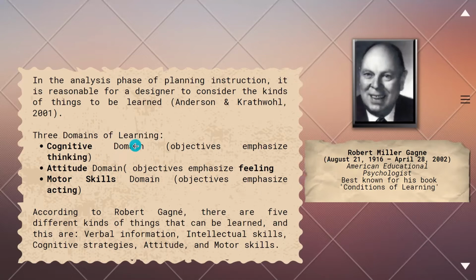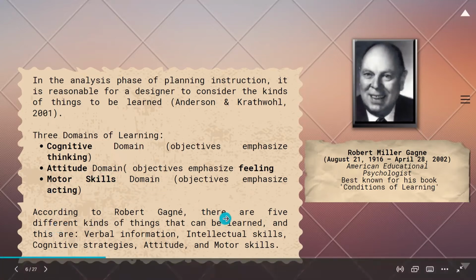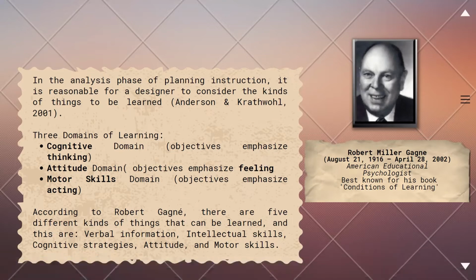No, psychomotor. I'm sorry. According to Robert Gagné, there are five different kinds of things that can be learned, and these are verbal information, intellectual skills, cognitive strategies, attitude, and motor skills.